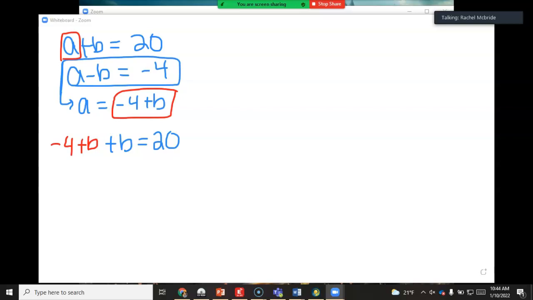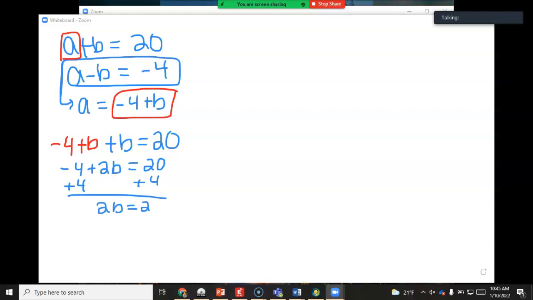Now we're going to combine like terms. So -4 plus 2B equals 20. Add 4 to both sides. Divide by 2. And we get B equals 12.